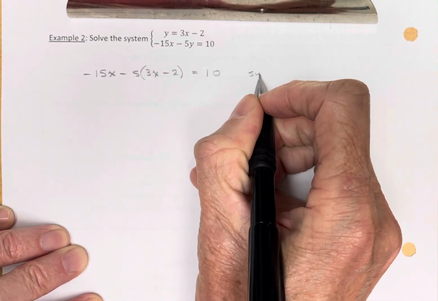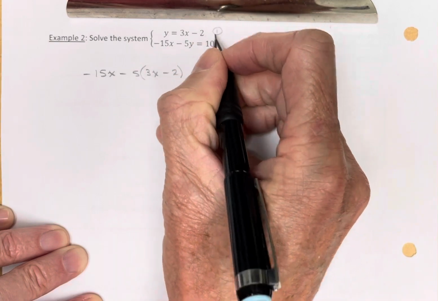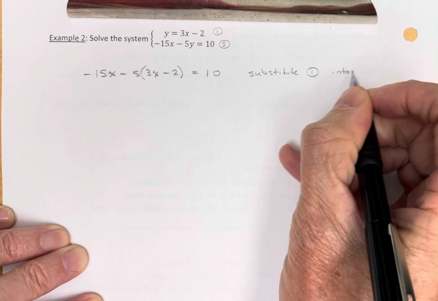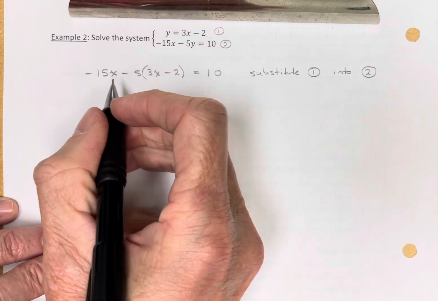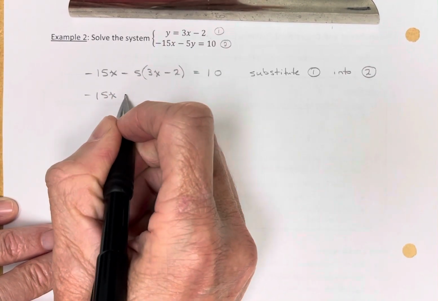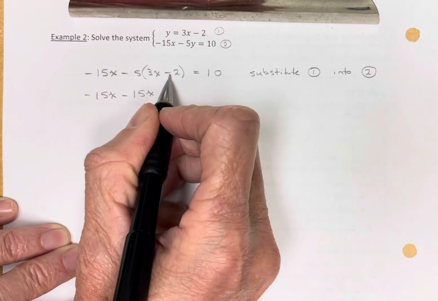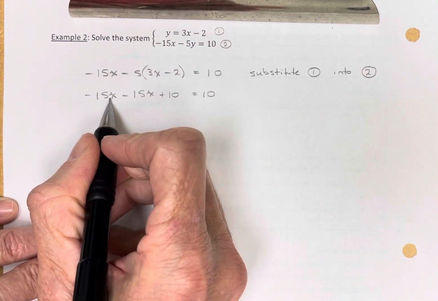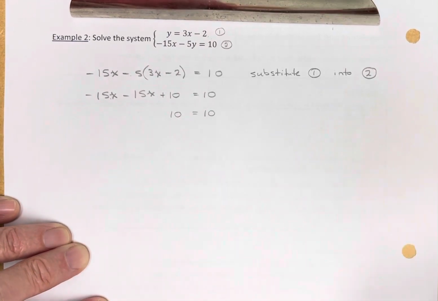And so I substituted equation 1 into 2. I'm going to solve this using the substitution method. Let's do some work here. I got to do a little distribution. So negative 5 times negative 3x is negative 15x. Negative 5 times negative 2 is positive 10. And negative 15x minus 15x is 0. I get 10 equals 10.